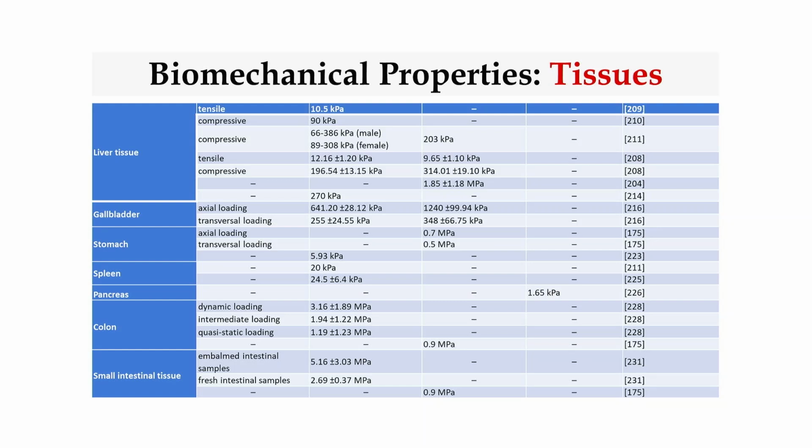Gallbladder has been clearly defined along the axial loading and transversal loading directions, like these are two different directions based on the fiber orientation. You're looking at both the elastic modulus properties as well as the ultimate tensile stress properties. Stomach tissues, spleen, pancreas, colon, small intestine tissues, majority of them have been described, but not with a lot of literature or research groups.